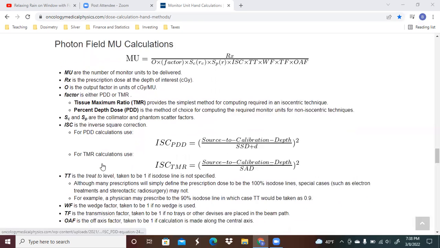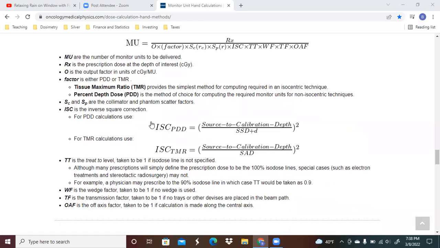Next is going to be WF. It's going to stand for the wedge factor. And if you don't have a wedge, basically we use 1. Again, when we use 1, that means that the number of monitor units is neither going to be increased or decreased for this particular factor.